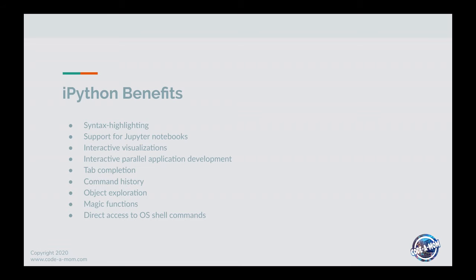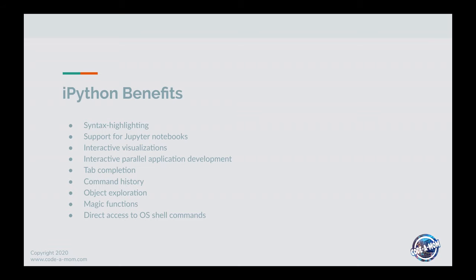It has a thing called magic functions. Magic functions are built-in macros that iPython uses to provide special features that would otherwise require you to program your own functionality and then incorporate it into your program. With magic functions, you don't have to do that.